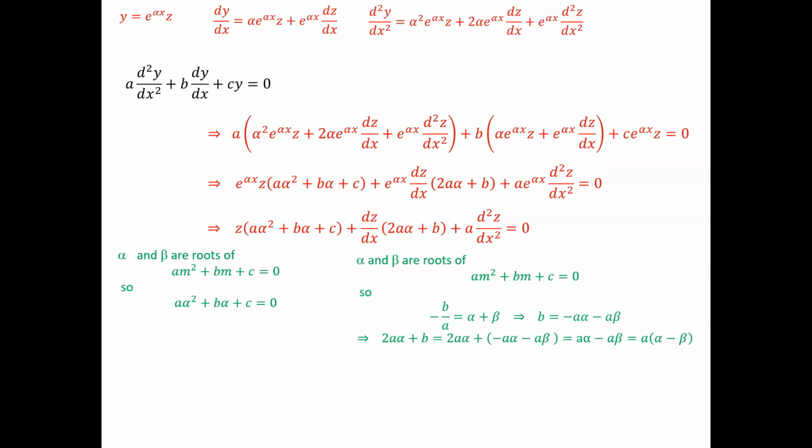So our differential equation will now become 0 times z plus a times (alpha minus beta) times dz/dx plus a times d2z/dx squared. And we can divide this equation through by a to obtain d2z/dx squared plus (alpha minus beta) dz/dx equals 0.